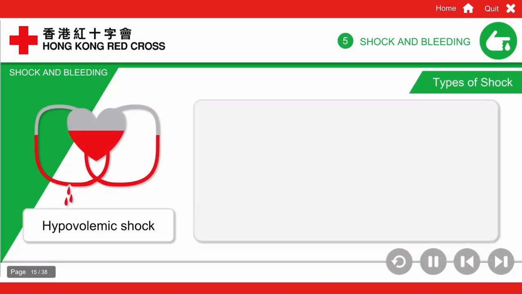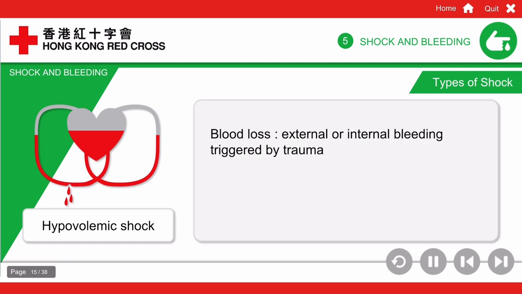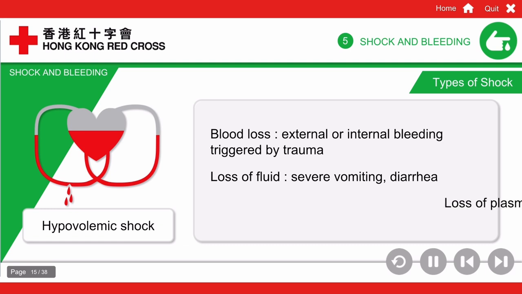In fact, there are many different types of shock. The first type is hypovolemic shock, which is caused by blood loss in blood vessels because of external or internal bleeding triggered by trauma. Other causes include loss of fluid because of severe vomiting, diarrhea, or loss of plasma because of critical burns.